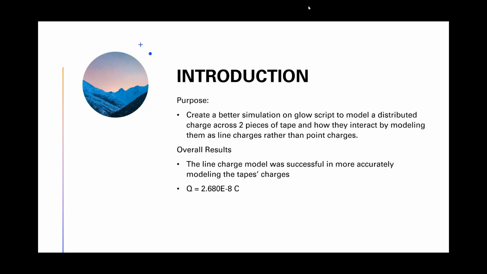The introduction of this lab is that the purpose is to create a better simulation on GlowScript to model a distributed charge across two pieces of tape and how they interact, by modeling them as line charges rather than point charges from the last lab. The overall result is that this model was successful in more accurately modeling charges, and the Q came out to be 2.680 e to negative 8 coulombs.